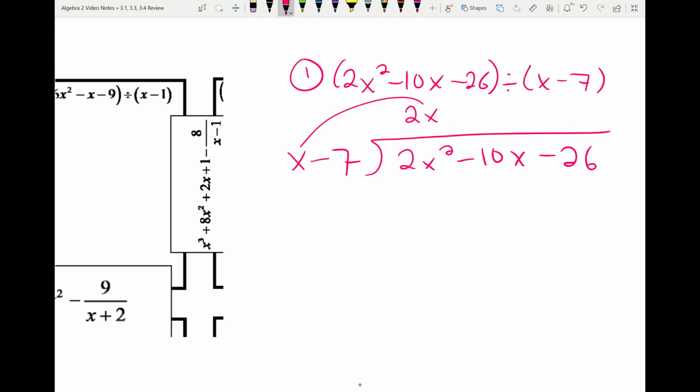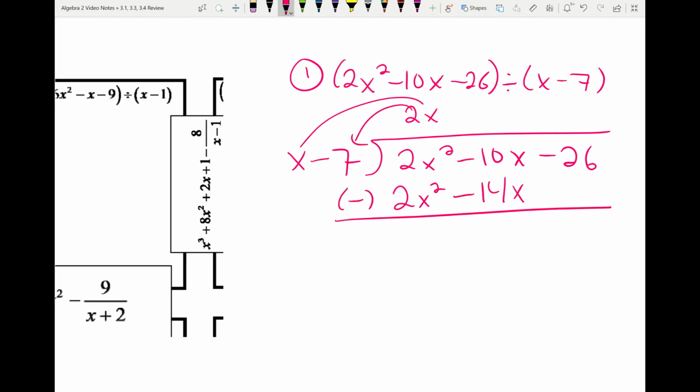So 2x times x is 2x squared. 2x times negative 7 is negative 14x. Subtract. These two negatives become a positive, so negative 10 plus 14 is 4x. Bring down the negative 26.